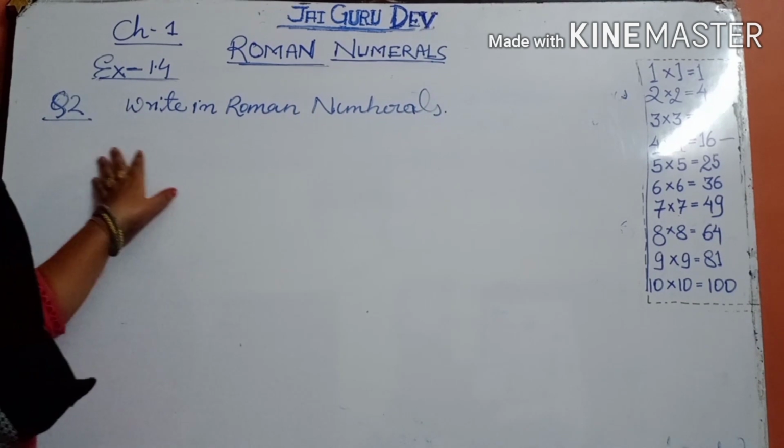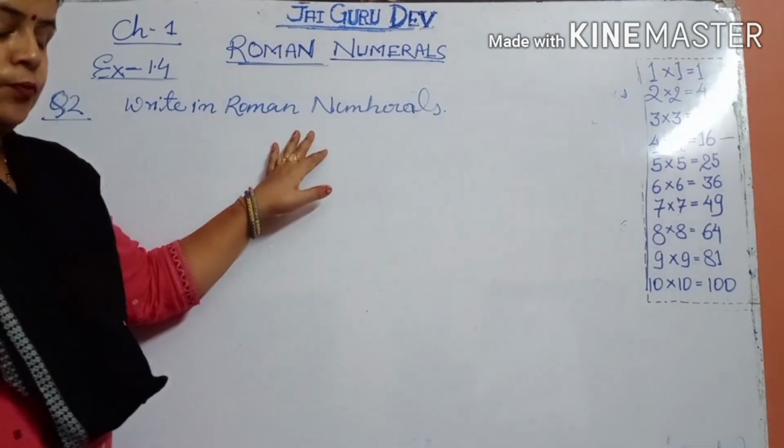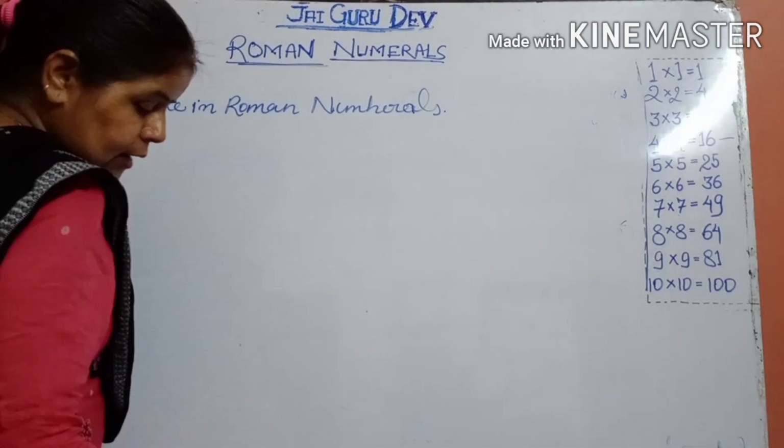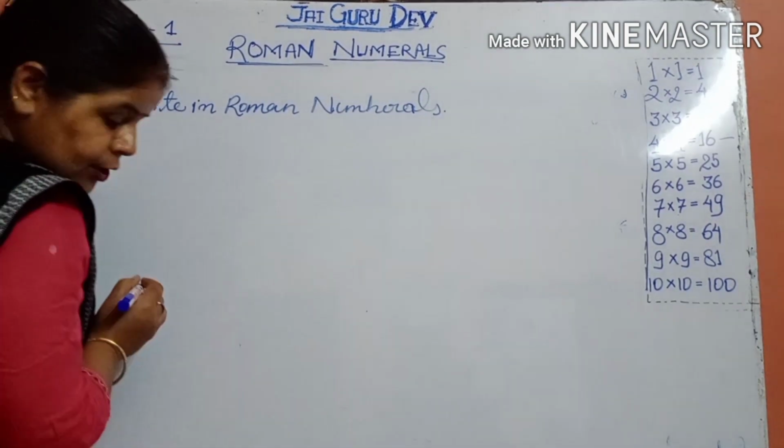Next, question number 2: write in Roman numerals. We have been given the values and we have to write them in Roman numerals. What is that? Question number 2, A part is 341.